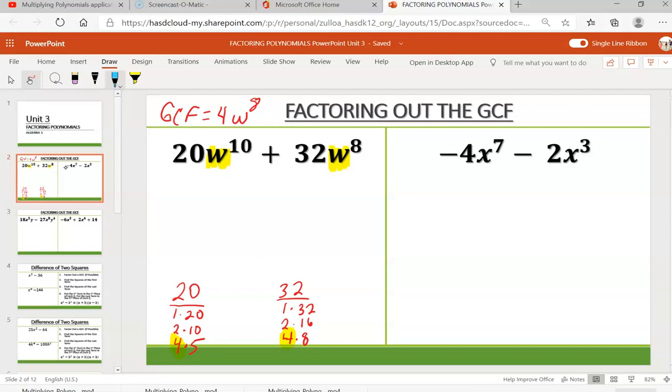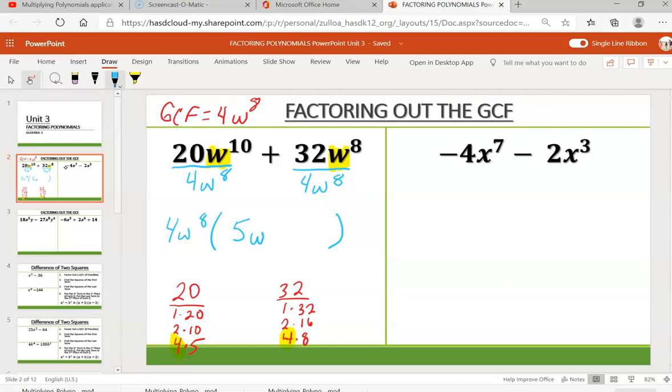So I'm going to take my GCF. The GCF is 4W to the 8. You take your greatest common factor and you divide each term by the GCF. And after I write it underneath, I'm also going to write it outside of a set of parentheses. Inside here is the quotient, or what I get after I divide both terms by 4W to the 8. So let's see. 20 divided by 4 is 5. Keep your W.